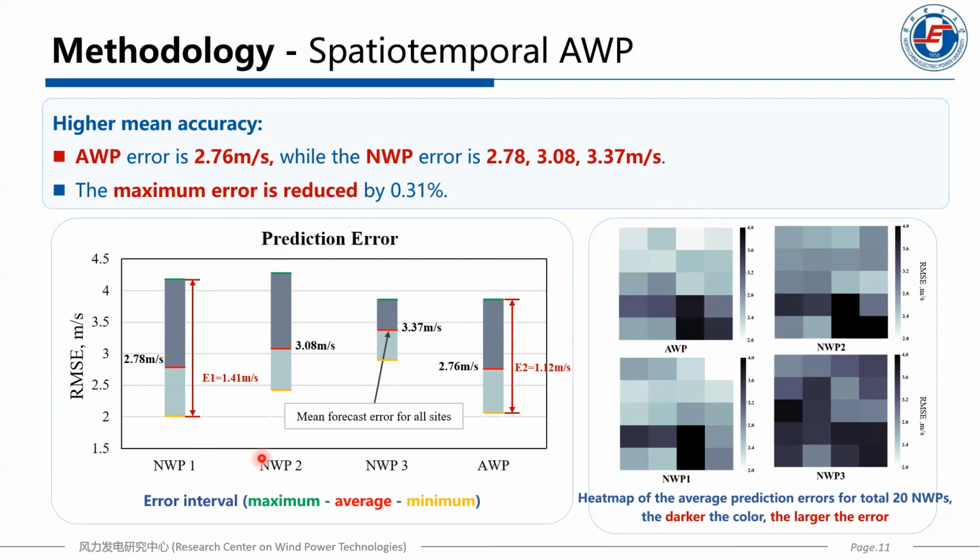Here is an average result. If you see the individual 20 sites, the color represents the magnitude of the error. The darker the color, the larger the error. So you could see generally from this side, for most of the sites, the AWP errors are lower than the others.